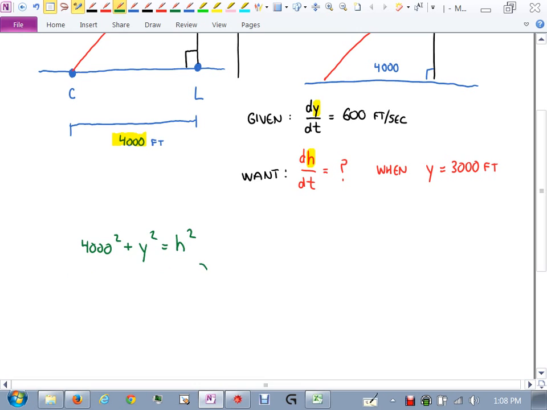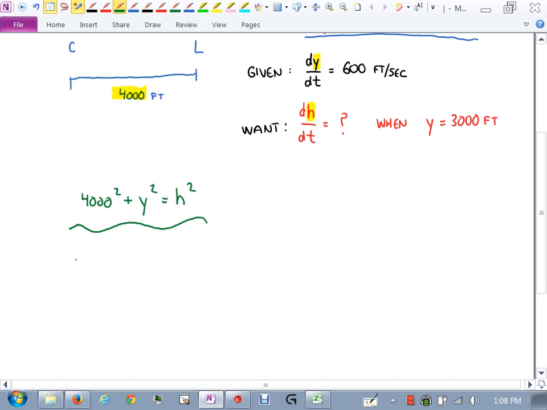And that's the one I'm going to differentiate, right? Differentiate that with respect to time, to t. Now, I could have squared 4,000, but I know I'm going to take the derivative of it, and that's a constant, so the derivative of that constant is 0. Derivative of y squared is 2y dy dt, equals derivative of h squared, 2h dh dt.